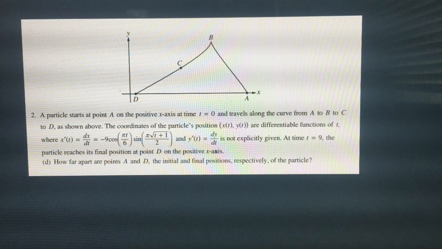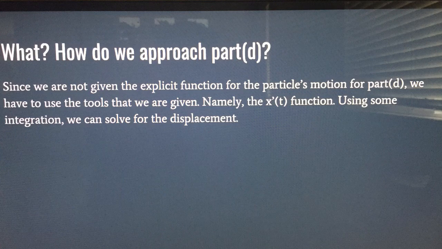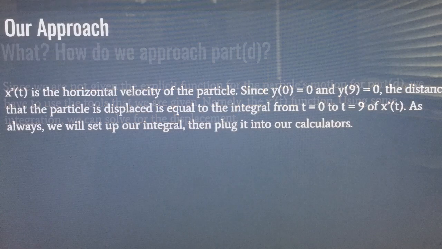The last part of this question asks us to find how far apart are points A and D, the initial and final positions respectively of the particle. Since we are not given the explicit function for the particle's motion for part D, we have to use the tools we are given, namely the x prime of t function. Using some integration, we can solve for the displacement.